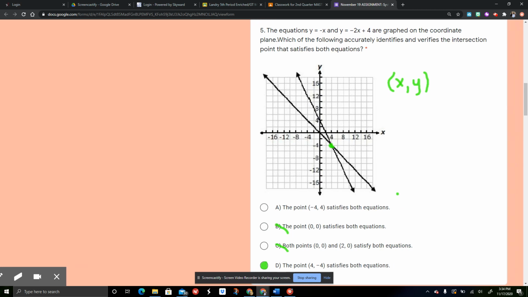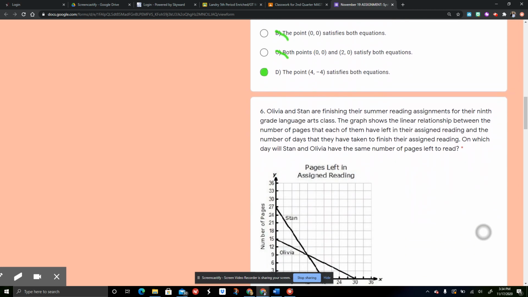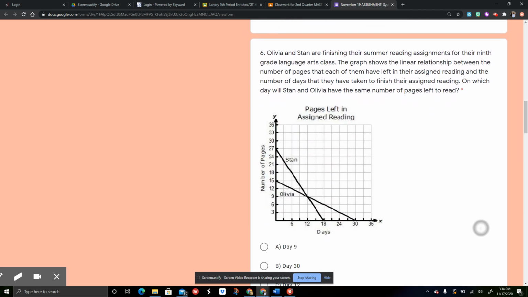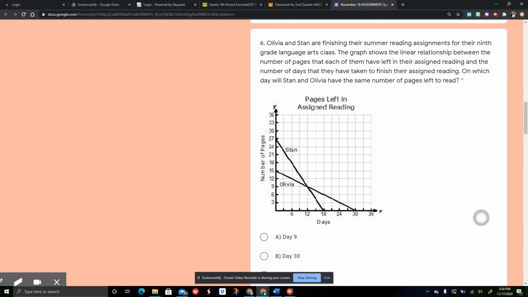I'm going to go to number 6. And number 6 says, Olivia and Stan are finishing their summer reading assignments for their 9th grade language arts class. The graph shows the linear relationship between the number of pages that each of them have left in their assigned reading and the number of days that they have taken to finish their assigned reading. On which day will Stan and Olivia have the same number of pages left to read?